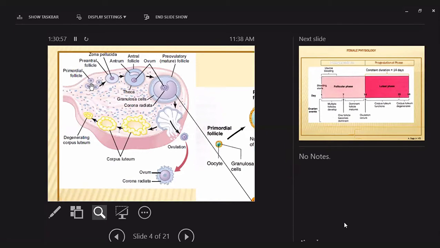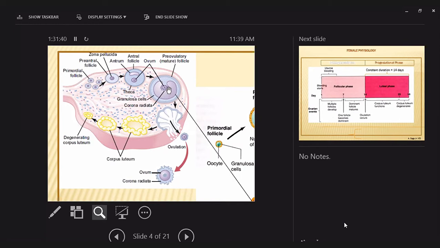Primordial follicle will develop into a pre-antral follicle with one layer of your zona pellucida. Then an antrum develops, and this will become an antral follicle. And theca cells are formed. Then the ovum will go into pre-ovulatory mature follicle. The antrum will enlarge and granulosa cells will develop.